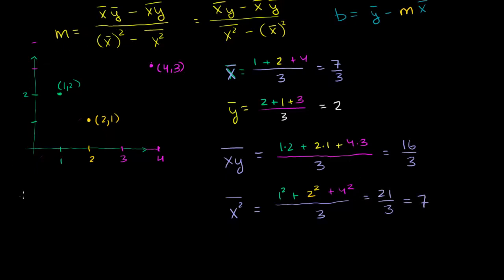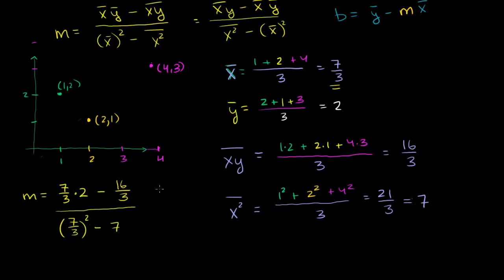So our optimal slope for our regression line: the mean of the x's, it's going to be 7 over 3, times the mean of the y's. The mean of the y's is 2, minus the mean of the xy's. Well, that's 16 over 3. And then all of that over the mean of the x's, which is 7/3, squared. So 7 over 3 squared minus the mean of the x squared. So it's going to be minus this 7 right over here.